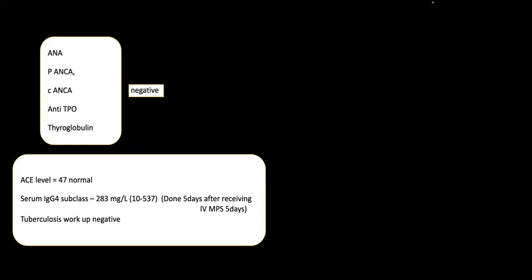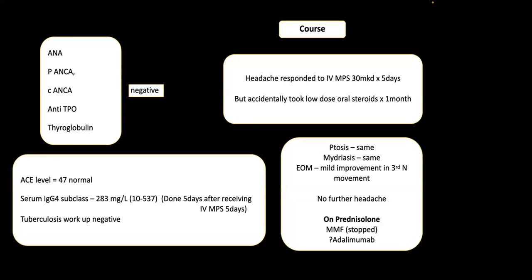So further workup was done to rule out the differentials. ANCA, ANA, PANCA, and anti-TPO, thyroglobulin came negative. ACE levels were done to rule out sarcoidosis. It was normal. Our radiologist mentioned that there was a lacrimal gland enlargement. So we did an IgG4, but this was done outside actually. It was normal, and a repeat was done here, which was also normal. Tuberculosis workup was negative.